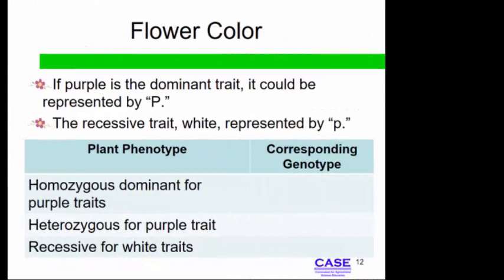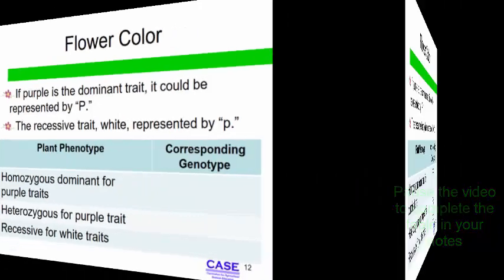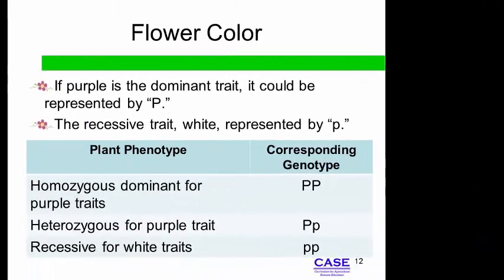Use the law of dominance and the key provided here to predict the corresponding genotypes. Pause the video to record your responses before viewing the correct answers. Resume the video to check your answers. The homozygous dominant genotype should be represented by 2 capital P's. The heterozygous genotype for purple should have 1 capital P and 1 lowercase p. The recessive white genotype should be 2 lowercase p's.